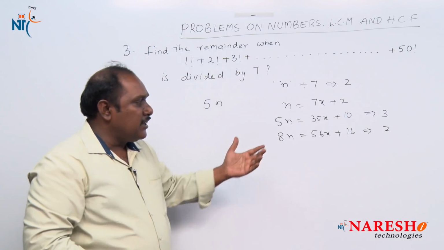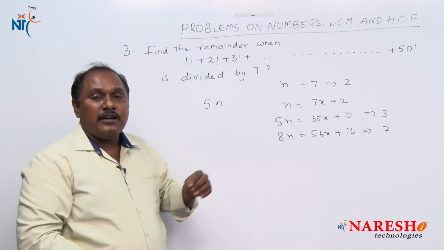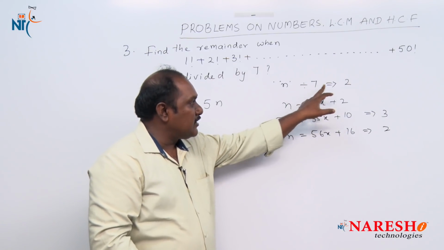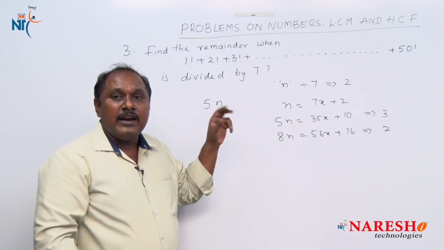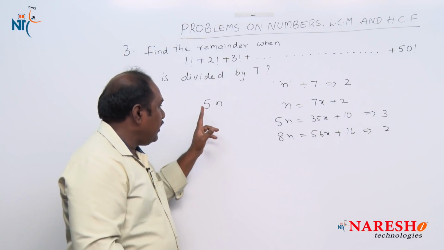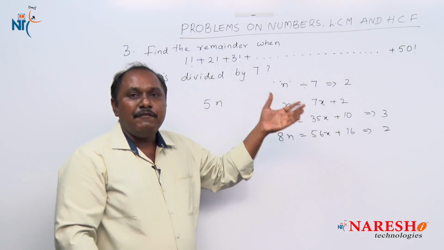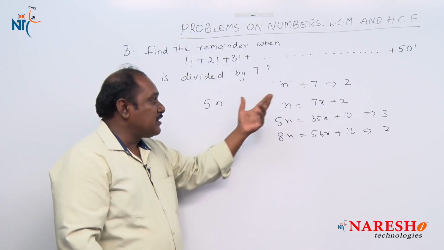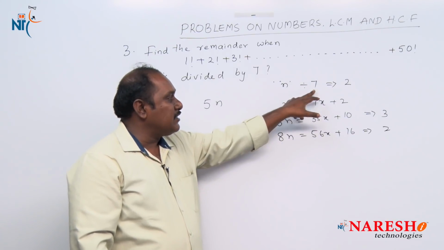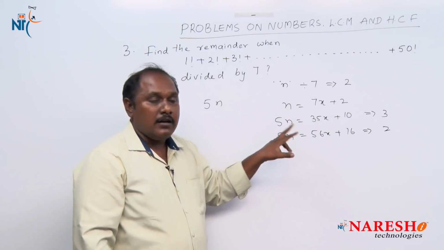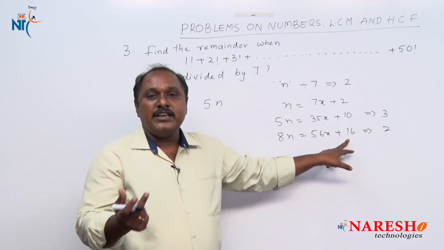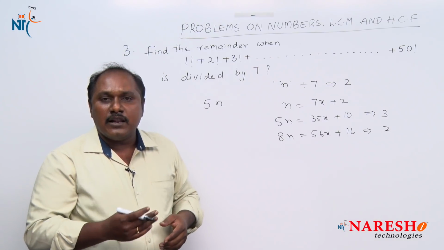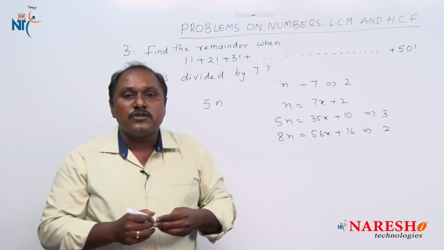This is a simple logic I am going to use to tell the answer for this question in a very simple way. See the logic here, the point is very simple. N if I divide with 7, remainder is 2. 5n when I divide with 7, what is the remainder? See carefully, 5 into 2, 10. 10 if I divide with 7, the remainder is 3. Now, the second point, 8n when I divide with 7, what is the remainder? N when I divide with 7, remainder is 2. 8n, so 8 into 2 is 16. 16 when I divide with 7, remainder will be 2. So, this is the simple logic I am going to use to tell the answer for this question. Now, let us solve this question.